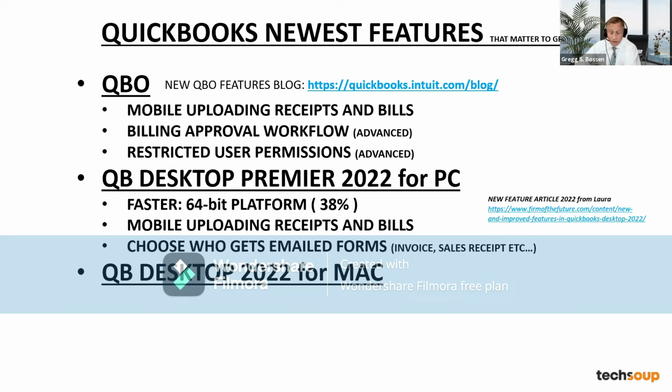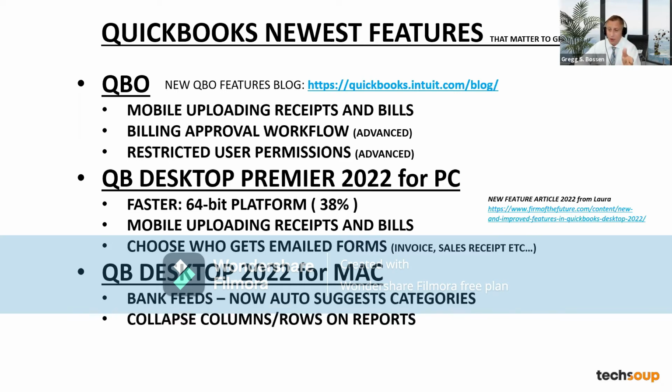Now, for the 10 or 12 of you, actually it was 5, that have QuickBooks for the Mac, they have a couple of features here. Bank feeds are better in QuickBooks for the Mac than they were before, and you can collapse columns and rows in QuickBooks for the Mac. Okay, there are some other changes. Again, you can go to this article here, but there's not really much other than those 2 things that I think is worth it for nonprofits.